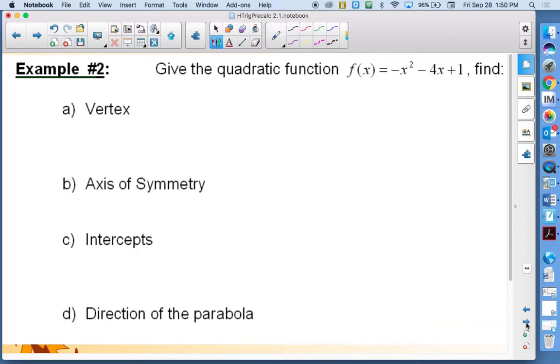So we have the quadratic function f of x, which changed to 0 so you can complete the square: negative x squared minus 4x plus 1. If we're finding the vertex, the axis of symmetry, the intercepts, we need to get it into standard form. Even though it doesn't say get it in standard form, that's what we're going to do so that we can find the vertex, the axis of symmetry, the x and y intercepts. So see if you can get this in standard form.